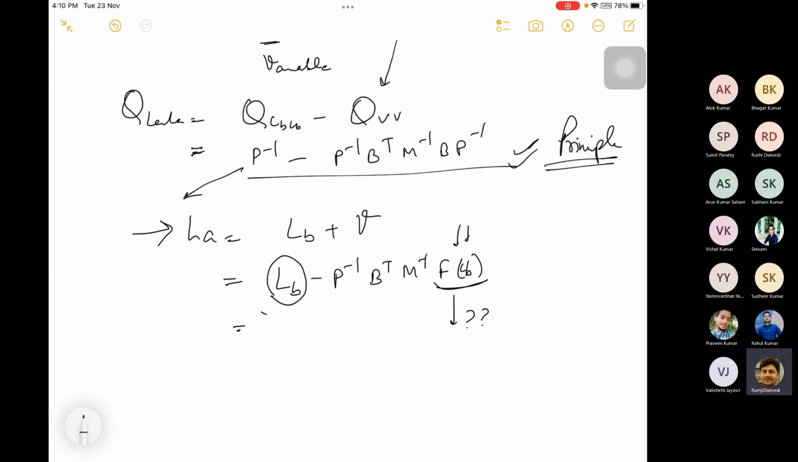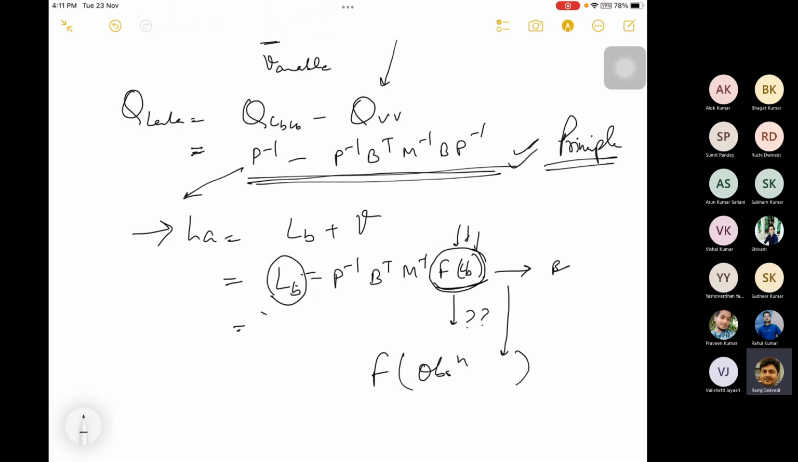So what you need to look into is whether the function of LB is present in a particular problem or not. If a function of LB is present, that means multiple function of observations are present, then only you can proceed further from here. Otherwise, you will have to work from here only, because you cannot simply take LB common if you do not know the function.